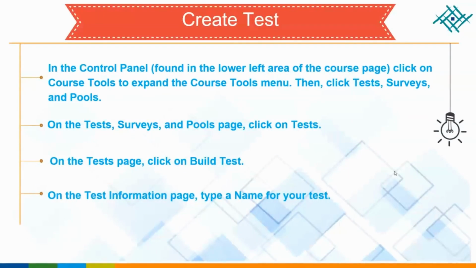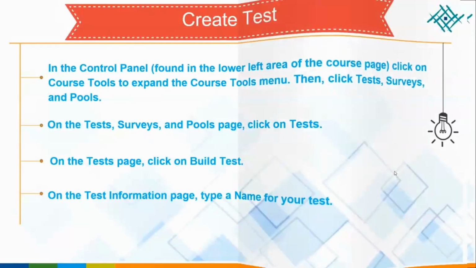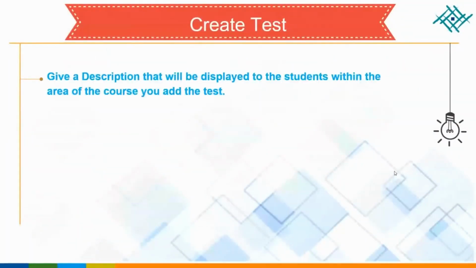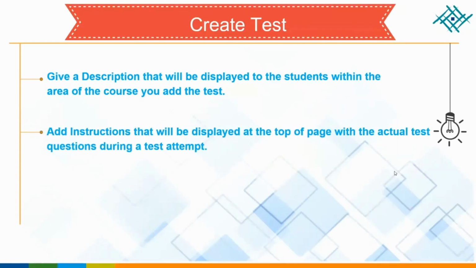On the test information page, type a name for your test. Then you will give a description that will be displayed to the student within the area of the course you added the test. Add instructions that will be displayed at the top of the page with the actual test questions during the test attempt. And then click the Submit button.